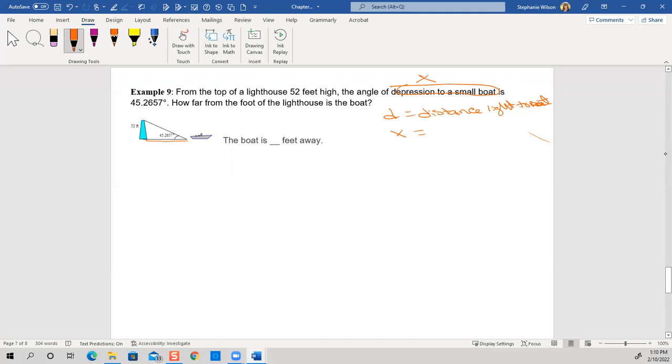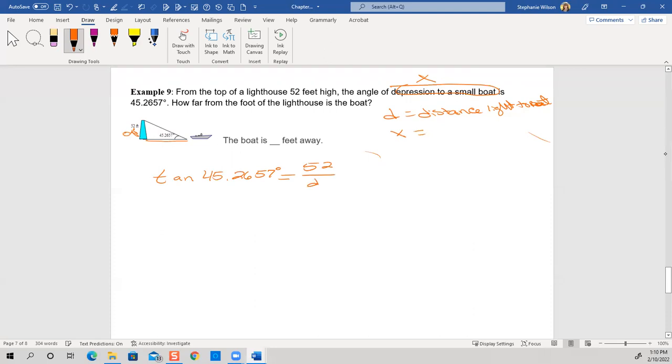Relative to the angle X, 52 is the opposite side. So right here, you see this would be opposite, which makes sense. To find the distance D, the trigonometric function that relates the adjacent side and the opposite side is the tangent function, right? So if I use my tangent, I know that tangent of 45.2657 degrees is going to equal opposite over adjacent, and my opposite is 52, and my adjacent is going to be D.